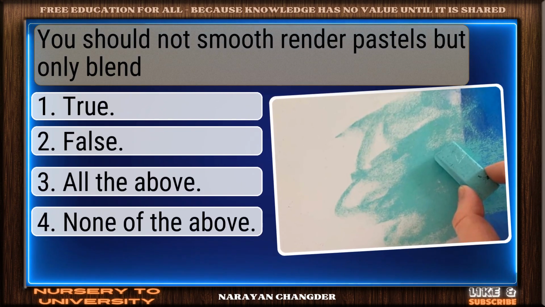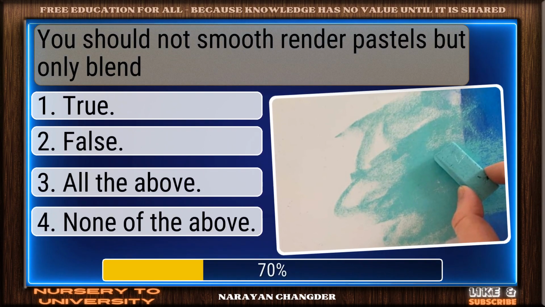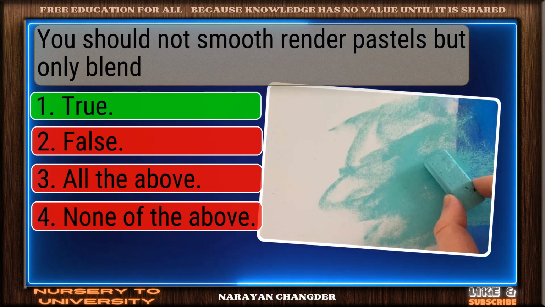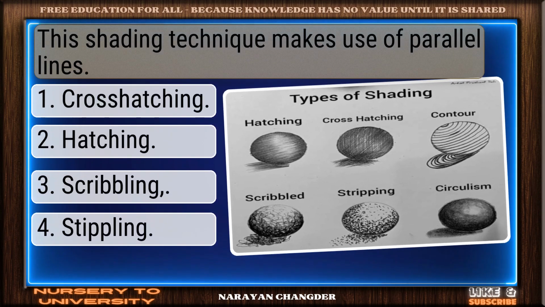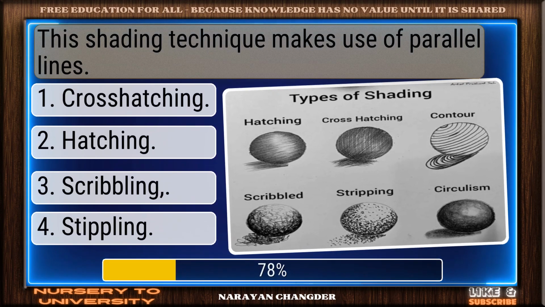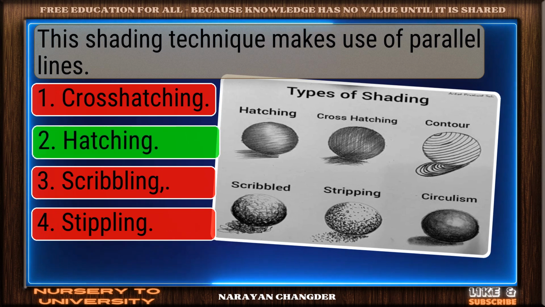You should not smooth render pastels, but only blend. Smart pick. True is the correct choice. This shading technique makes use of parallel lines. Great job. Hatching is the accurate answer.